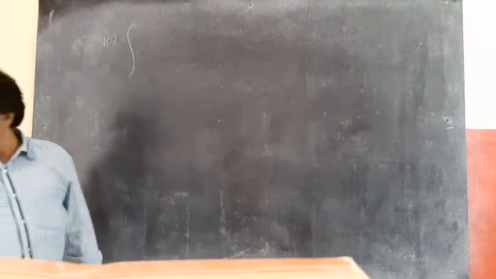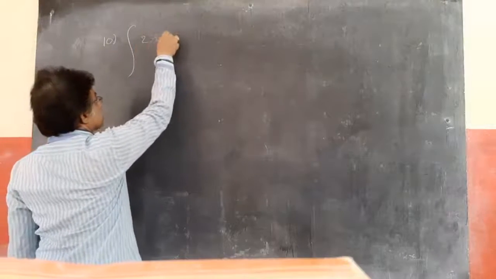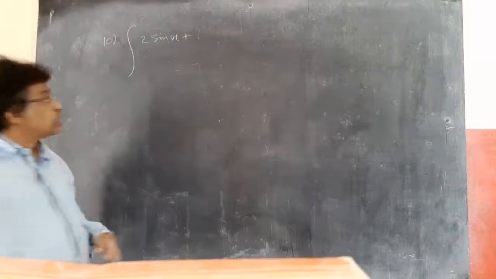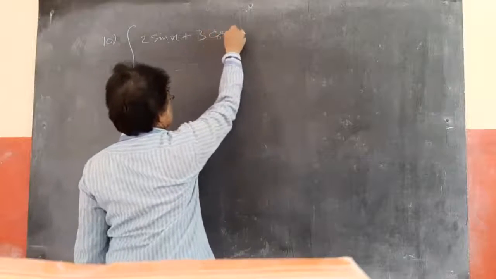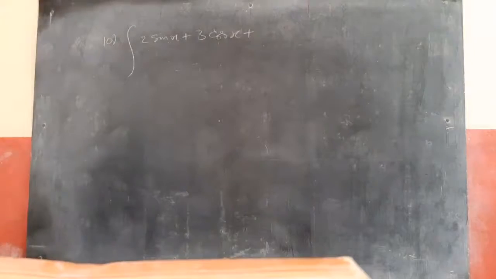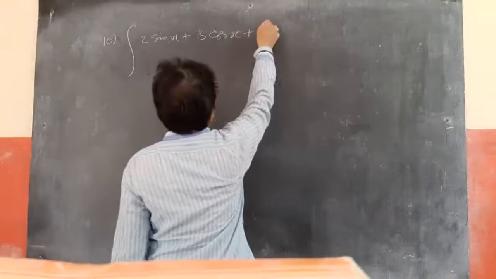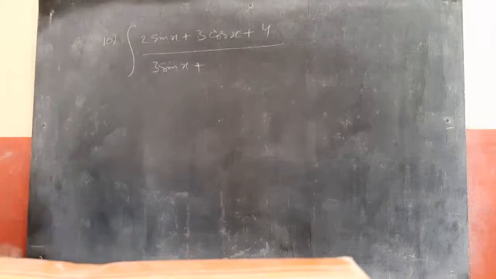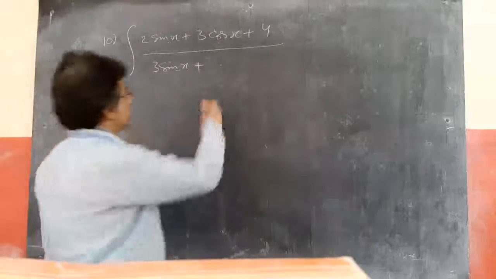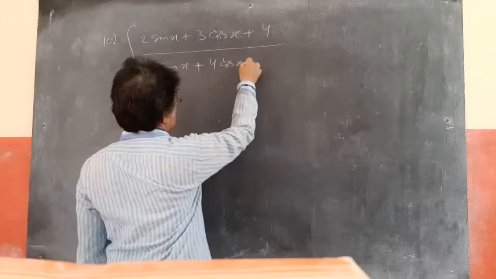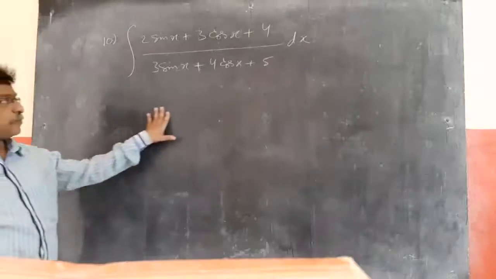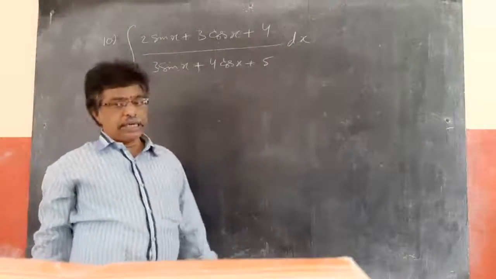Integral of 2 sin x plus 3 cos x plus 4 by 3 sin x plus 4 cos x plus 5 dx.